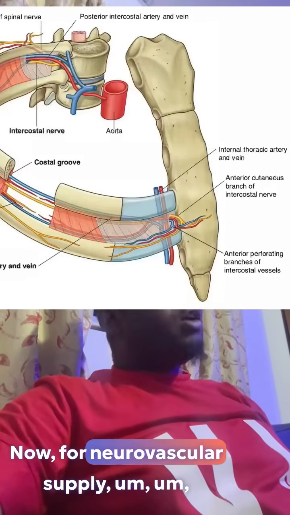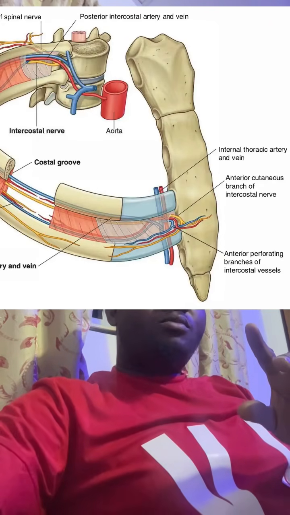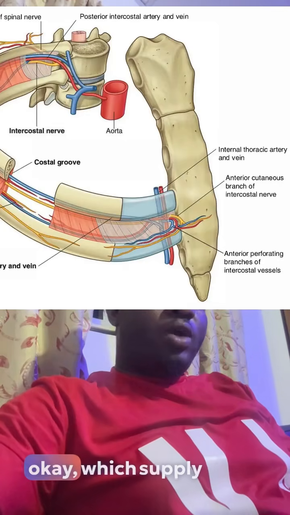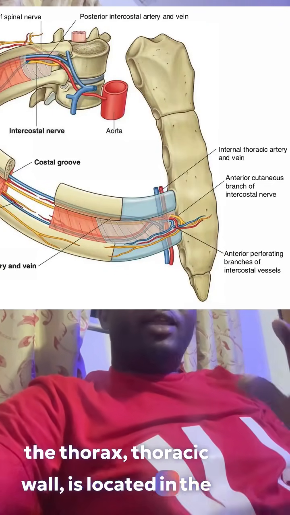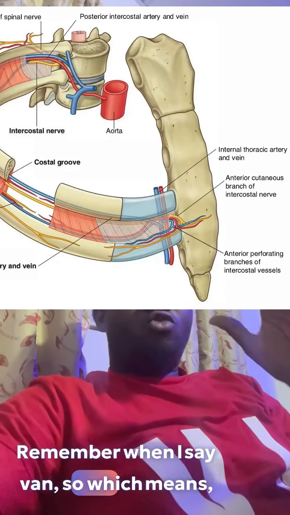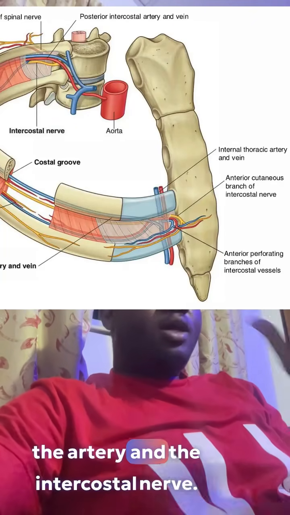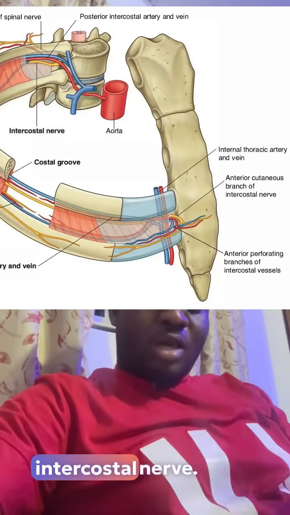Now for neurovascular supply. The intercostal neurovascular bundle, which supplies the thoracic wall, is located in the costal groove in a particular order. Remember VAN, which means from superior to inferior, we have the vein, the artery, and the nerve: intercostal vein, intercostal artery, and intercostal nerve.